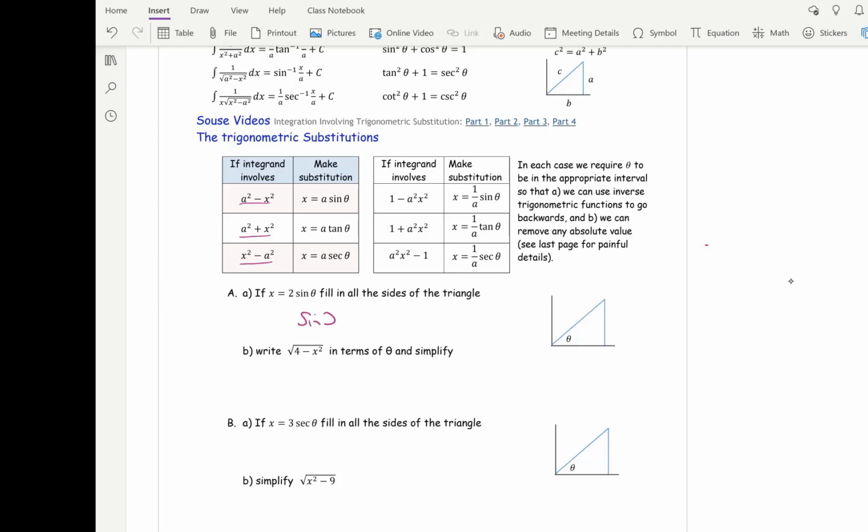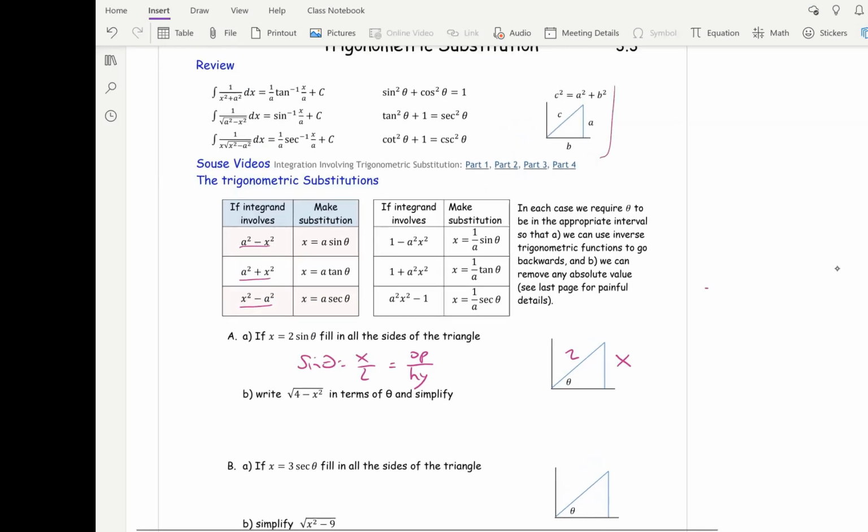Solve for sine theta. Sine theta is x over 2. And sine is opposite over hypotenuse. And so the side opposite the angle is x, and the hypotenuse of the right triangle is 2. How do you get the third side? Well, you use the Pythagorean identity, which I have up here at the top.